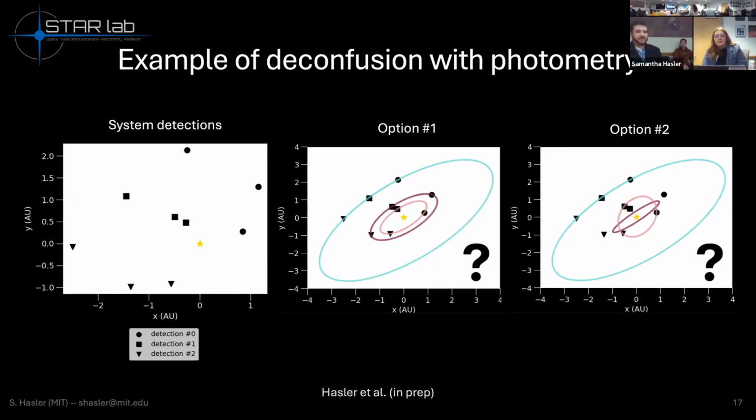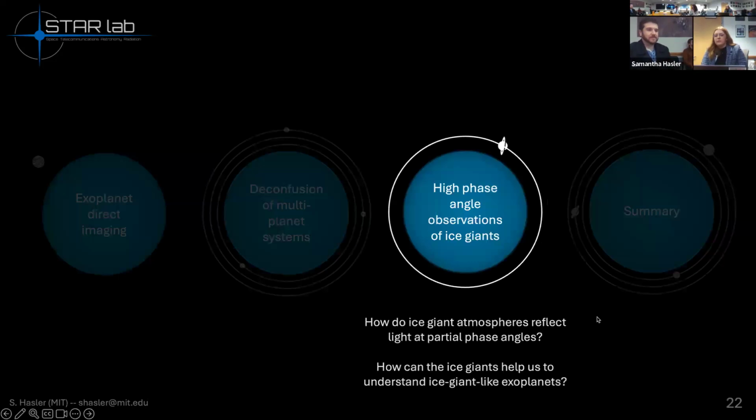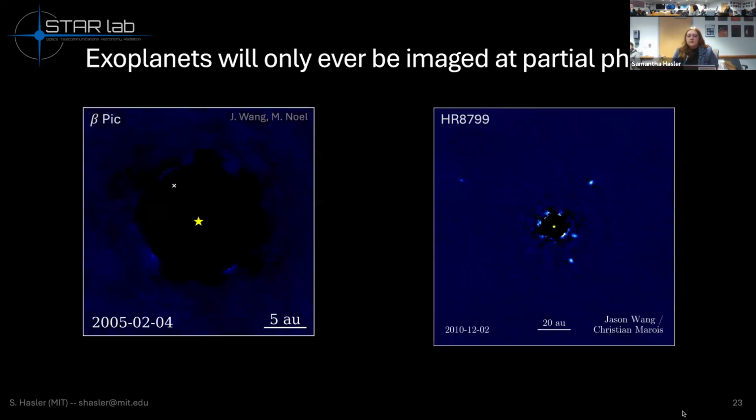All right. So I will move on to part 2, and we can do more questions later if we have them. Now, coming back a little bit closer to home, we're going to talk about the ice giants in the solar system. We're going to look at how the ice giant atmospheres reflect light at partial phase angles, and also how the ice giants can help us to understand ice giant-like exoplanets. So I'll start with a little bit of motivation for the work.